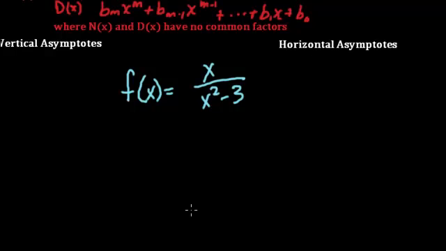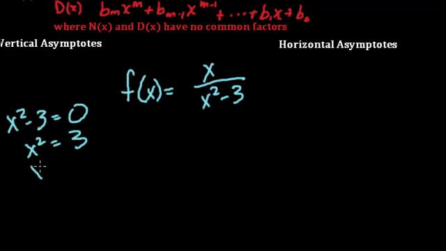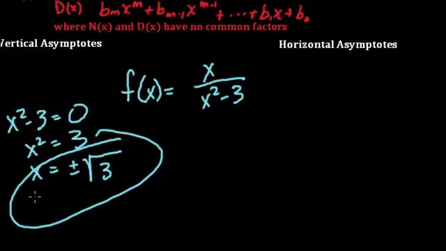Alright, I'm going to find the vertical asymptote for this function. I set the denominator equal to 0 and solve for x. x squared equals 3. Take the square root of both sides, remembering my plus minus case. This is plus or minus square root of 3. Not a pretty number, but it still would be my vertical asymptote. So these are vertical asymptotes: I'd have one at positive square root of 3 and one at negative square root of 3.